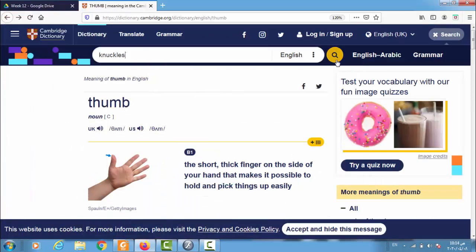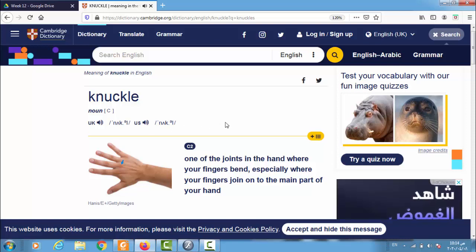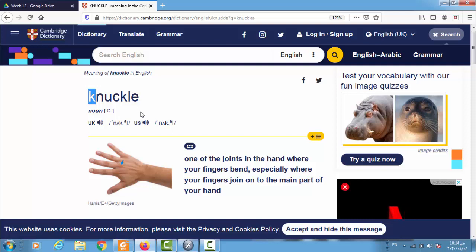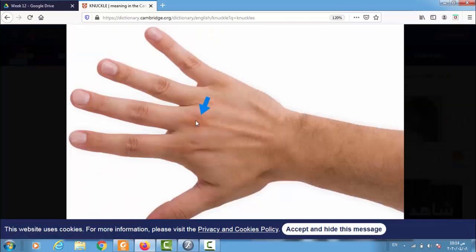The next one, check. Listen. Knuckle. You can find that the first K in knuckle is silent. A knuckle is one of the joints in the hand where your fingers bend, like this one here. This is your knuckle. 1, 2, 3, and 4, 4 knuckles in here. You can see this clearly when you bend your finger or when you bend your hand. So this is your knuckle.